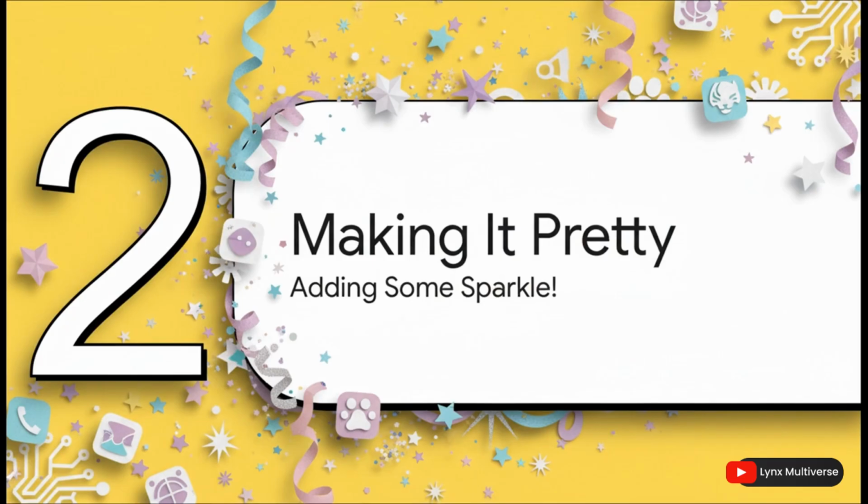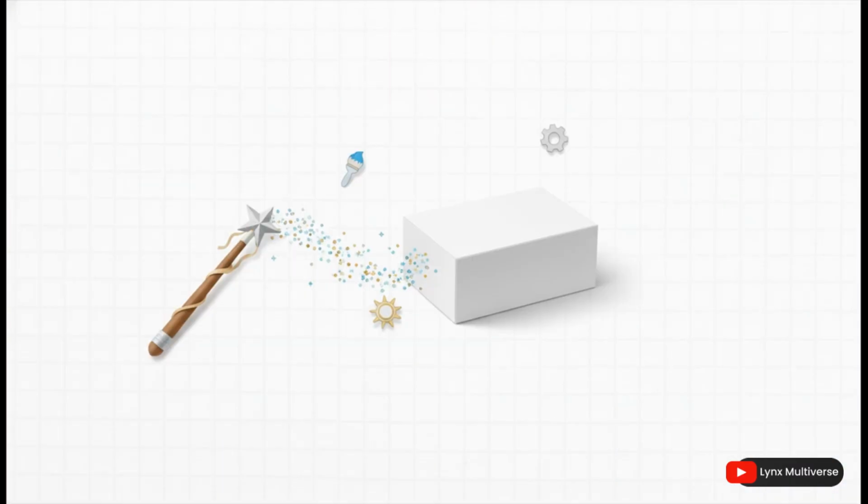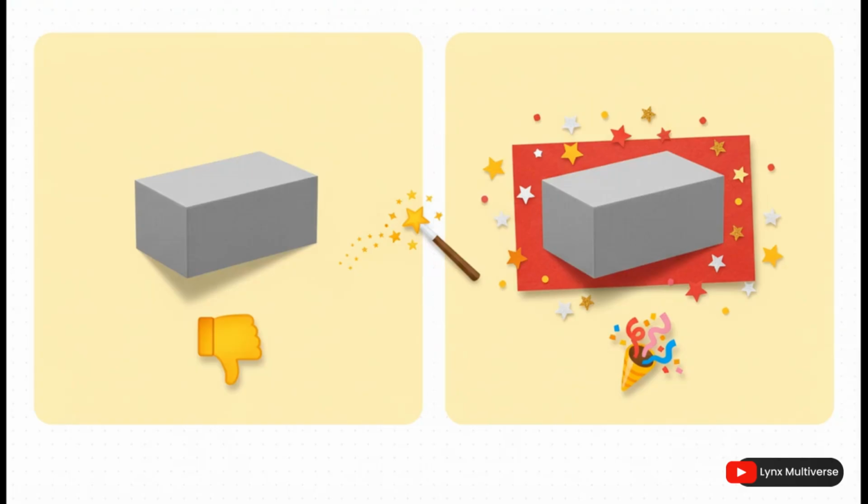Okay, we made some words appear. Yay! But now, let's get to the fun part and make it look pretty. Having text on the screen is cool and all, but what if we want to make it pop? What if we want to make it sparkle? For that, we use attributes. Think of them as tiny little enchantments or power-ups that you can add to your elements to totally change how they look.